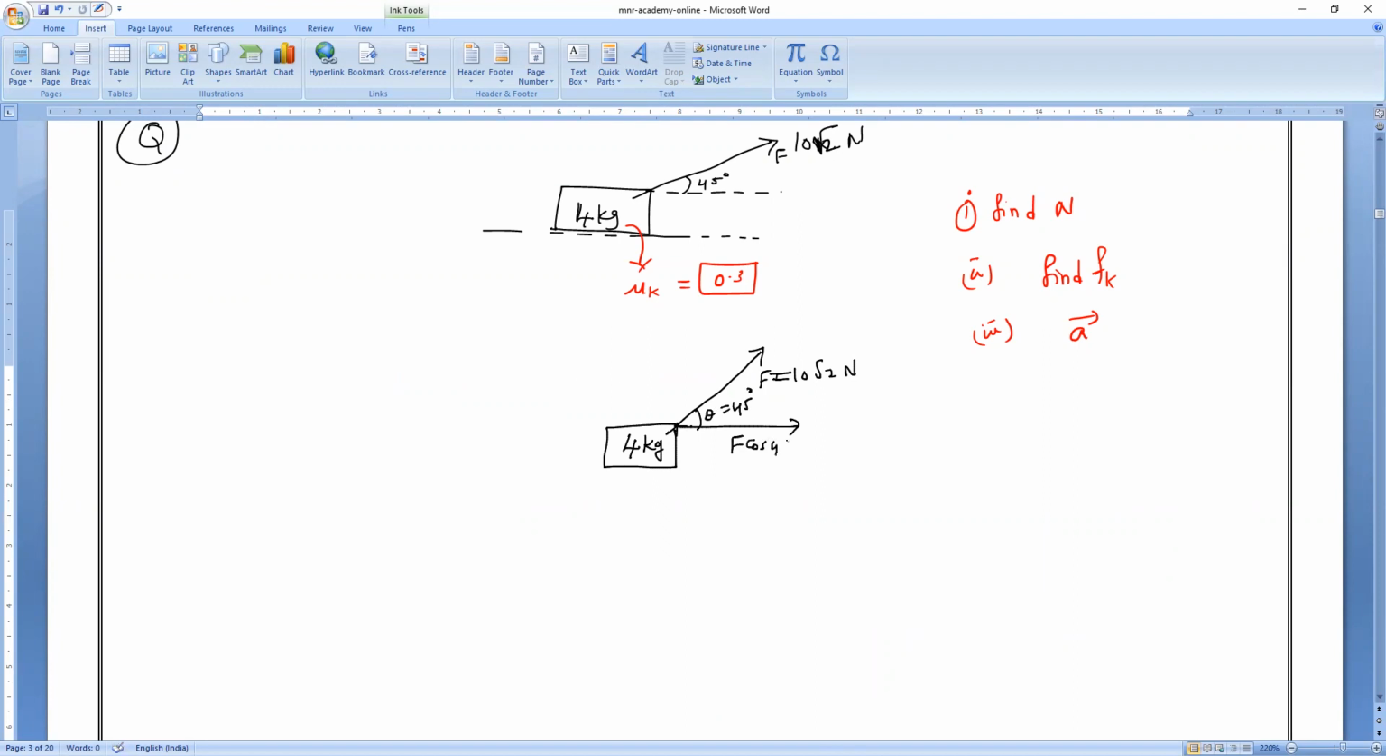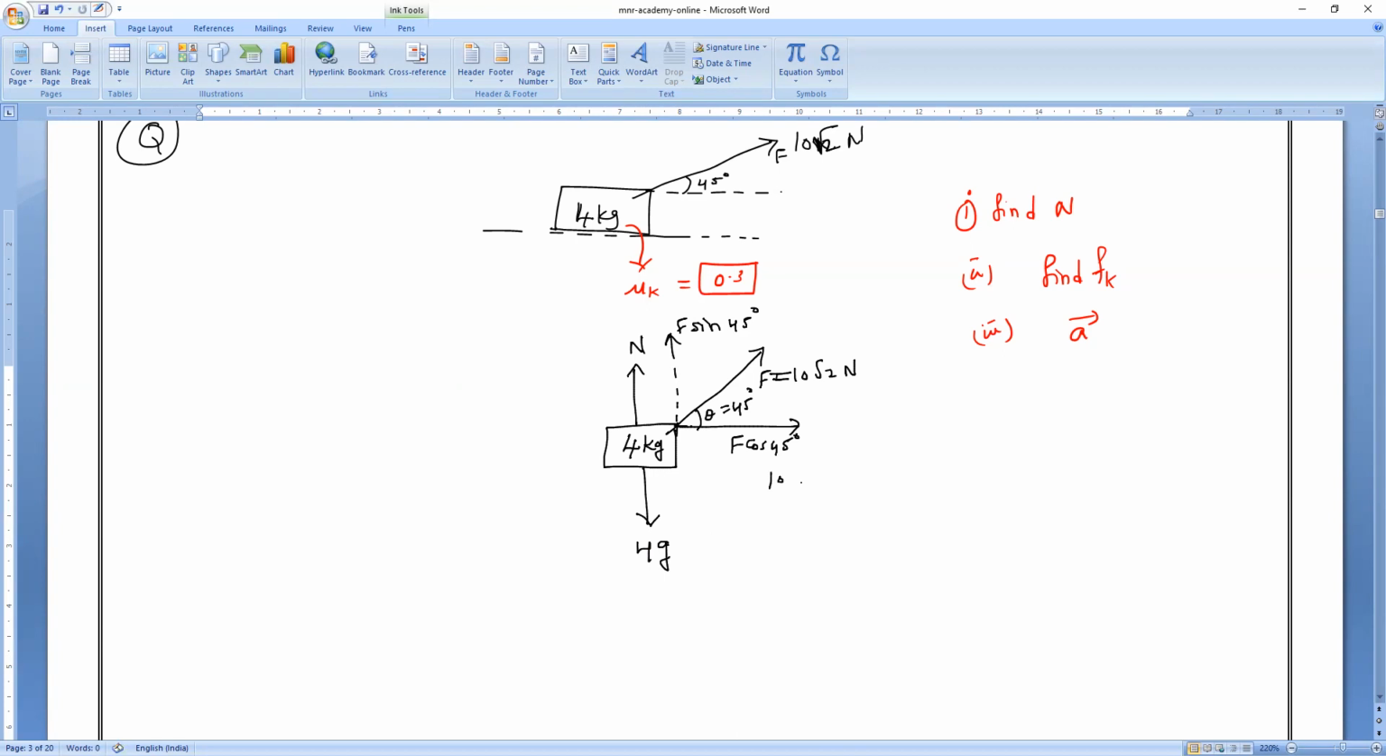Then here what will come? F cos theta, with F as 10 root 2, cos 45. And in the vertical direction, F sine theta, sine 45 degrees. Already the normal reaction is acting in the upward direction, and in the downward direction the weight of the body. Weight of the body is equals to how much? 4g. Now you can check the components.